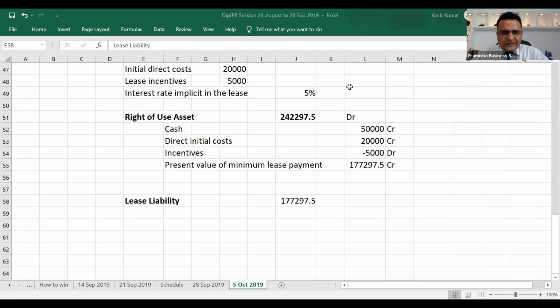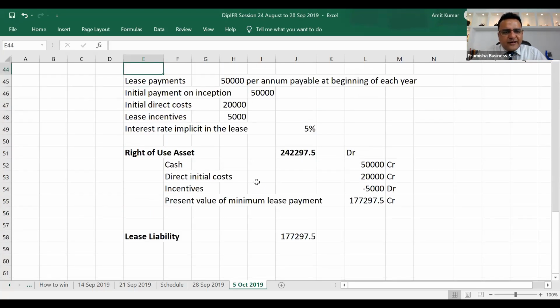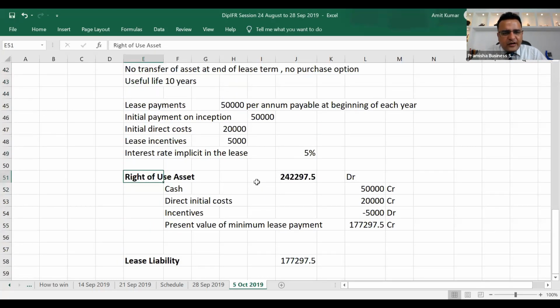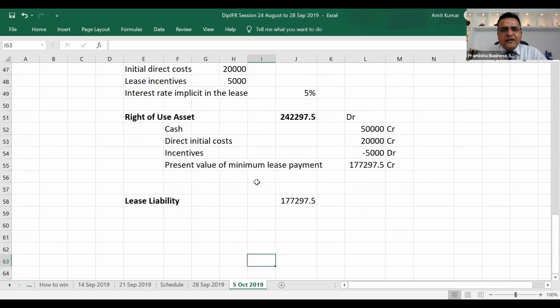So this is more or less similar to what we have been doing. The only difference is now that the right of use asset is a broader term. It is a combination of both operating and finance lease. There is no further classification now. But whatever payments we are making will be forming part of right of use asset. What we have not paid will be forming part of the lease liability.